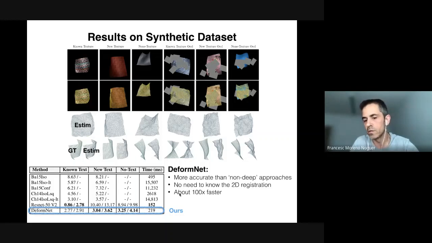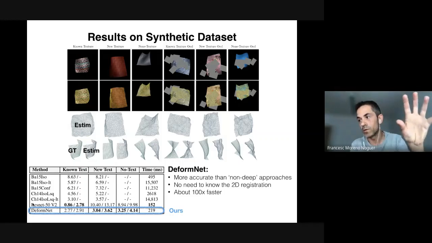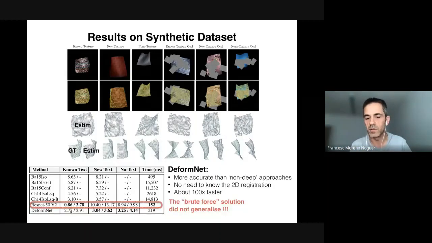And of course, after training the network, we could solve the problem about 100 times faster. Another interesting point is that we also tried what at the beginning I called the brute force solution: just take a ResNet, pass the input image through it, and extract the 3D coordinates without reasoning on the 3 layers that I just mentioned. And using this brute force solution didn't work at all.